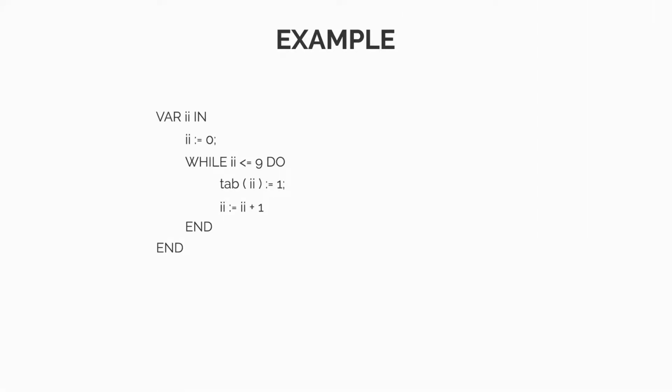First, we must correctly initialize control variables and declare the guard and the body of the loop. Here, in this command, we first declare a variable II and we use it in the following block. We first initialize II with 0 and then we have the loop. The loop, while II is less or equal 9, we do the following. We assign to the position II of tab the value 1 and then we increment II by 1.